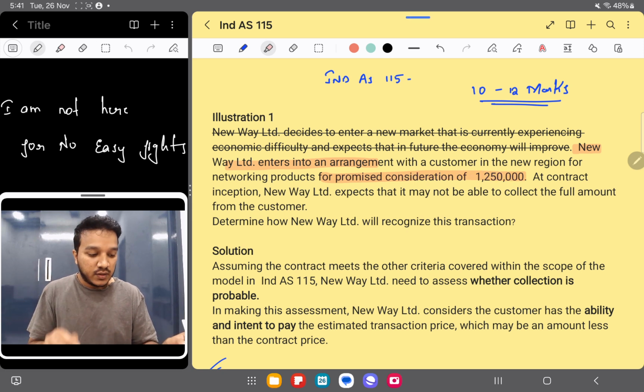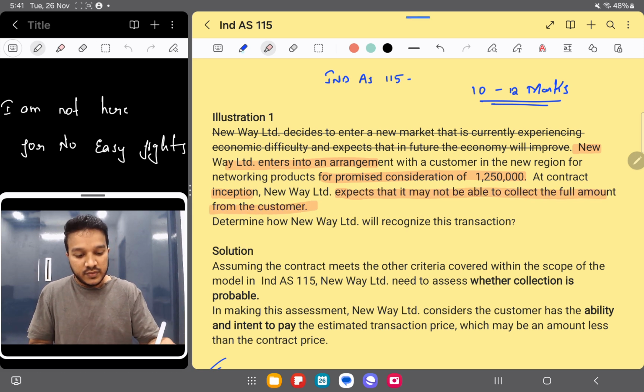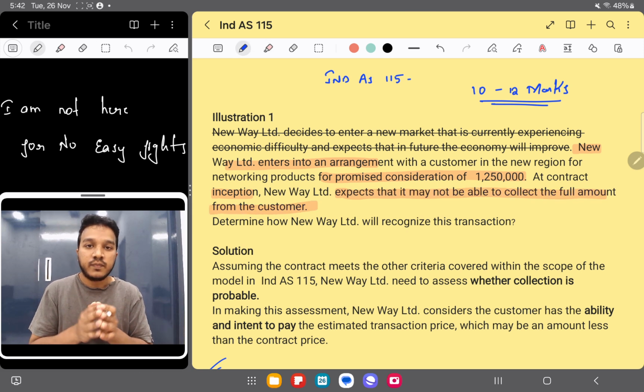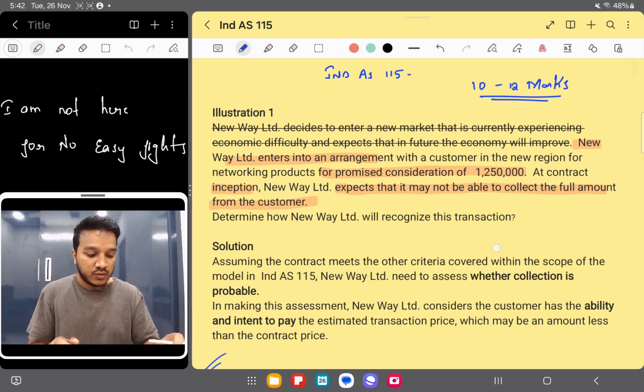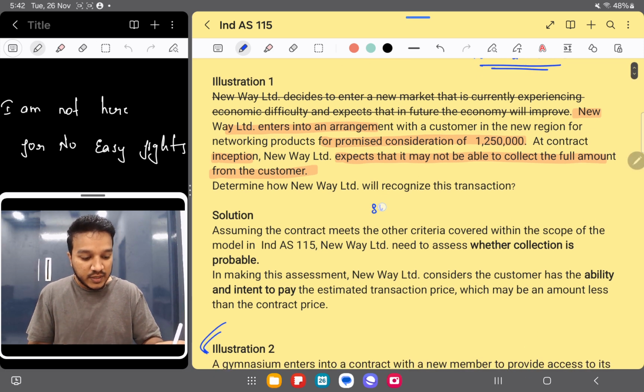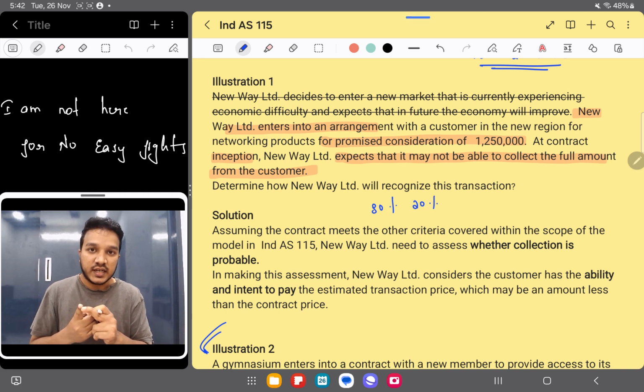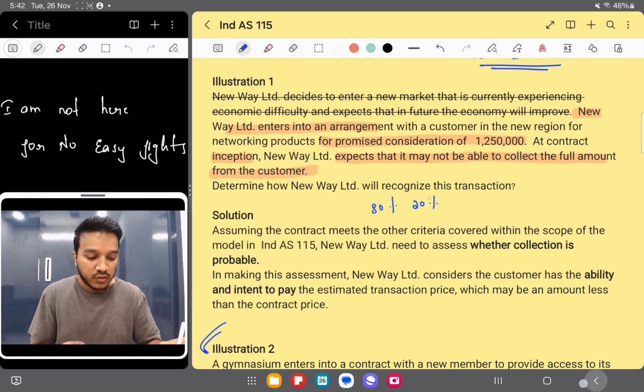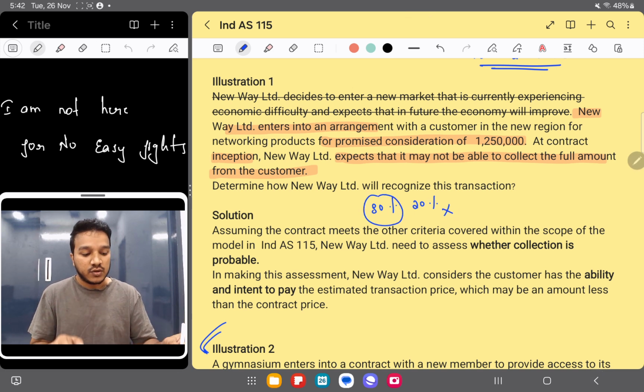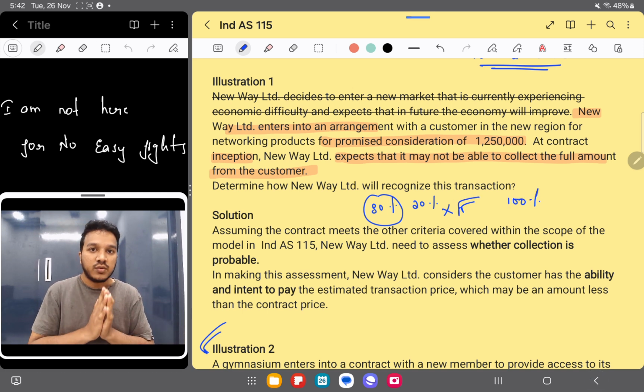At the contract inception, New Way Limited expects that it may not be able to collect the full amount from the customer. Every time a company enters into a contract with a customer, it will assess whether that customer will be able to pay the full amount or not, and then it will recognize revenue. Suppose the company feels that the person will be able to pay 80%, then it will assess. It will see the customer's financial statements and credit rating, and assess whether that person will be able to pay the amount or not. If the company feels he will not pay the remaining 20%, then the company will recognize only 80%. If the company concludes that he will pay this 20% also, then the company will recognize the entire 100% as its revenue. I hope you understood this point.